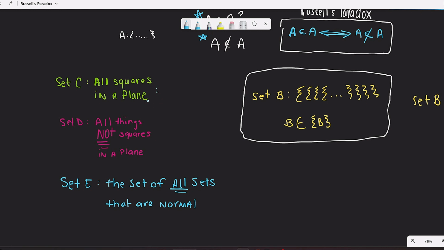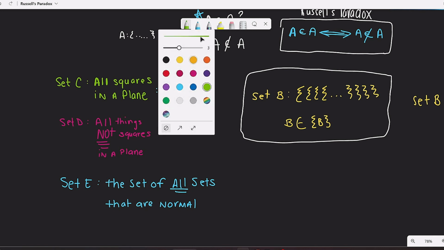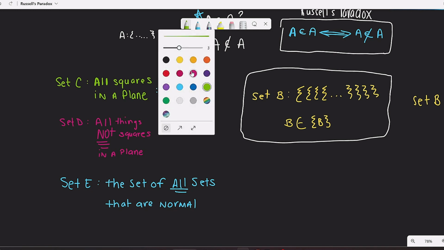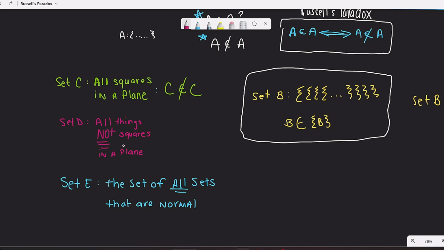We are going to say all squares in a plane can't be a member of itself. Set C is not a member of itself. You can't have the set of all squares in a plane be a member of all squares in a plane. It could be a subset. That's why it was important to distinguish between element and subset, but it can't be an element. However, all things not squares in a plane can be an element of itself. So set D can be an element of set D.